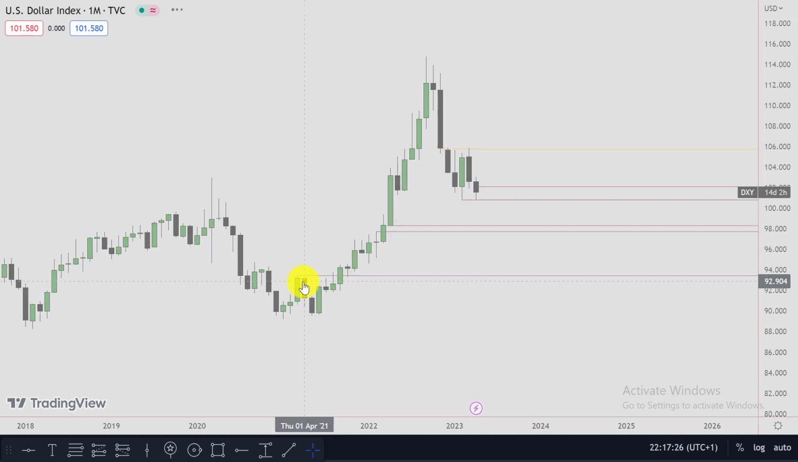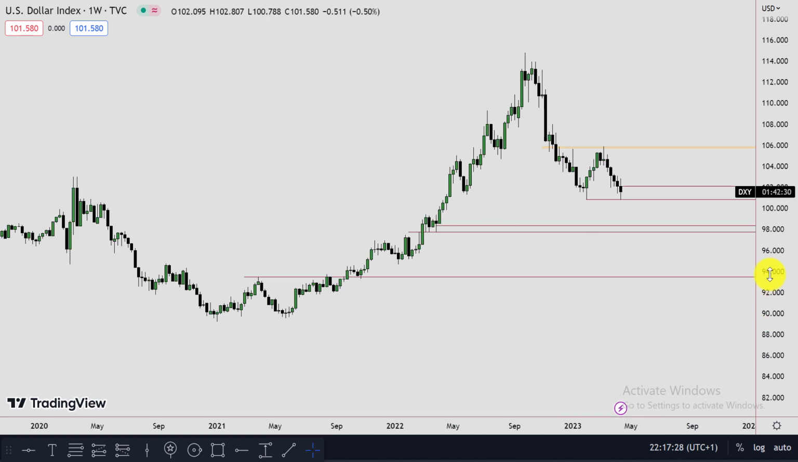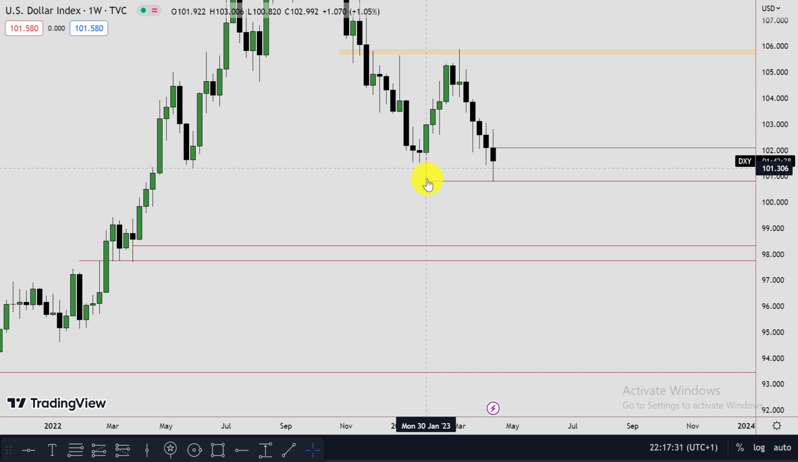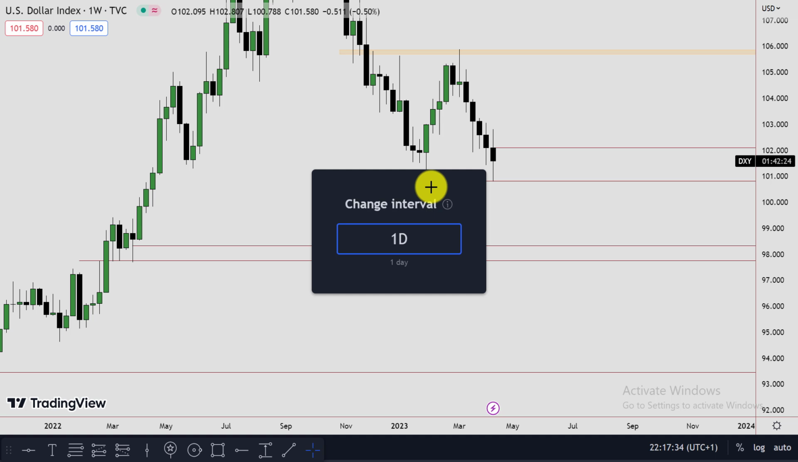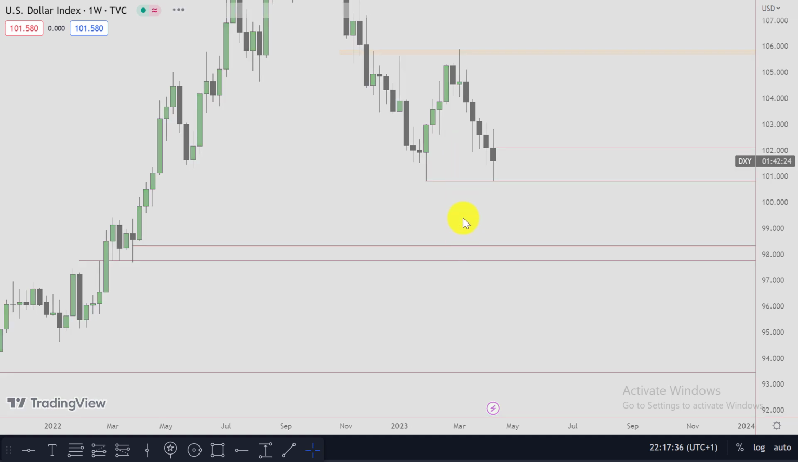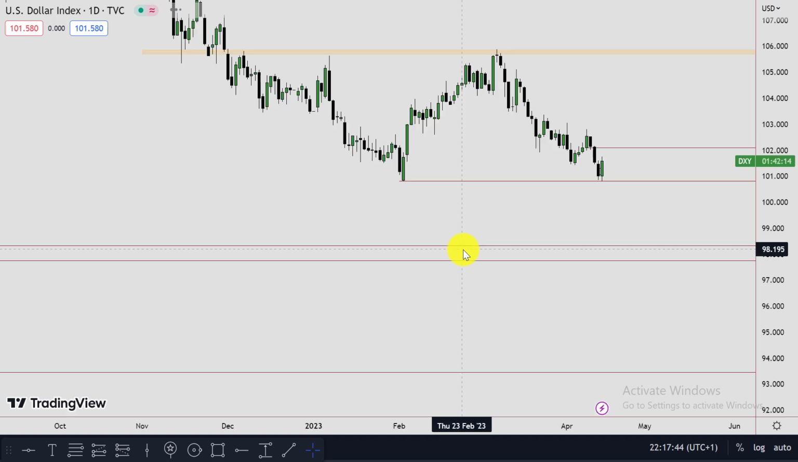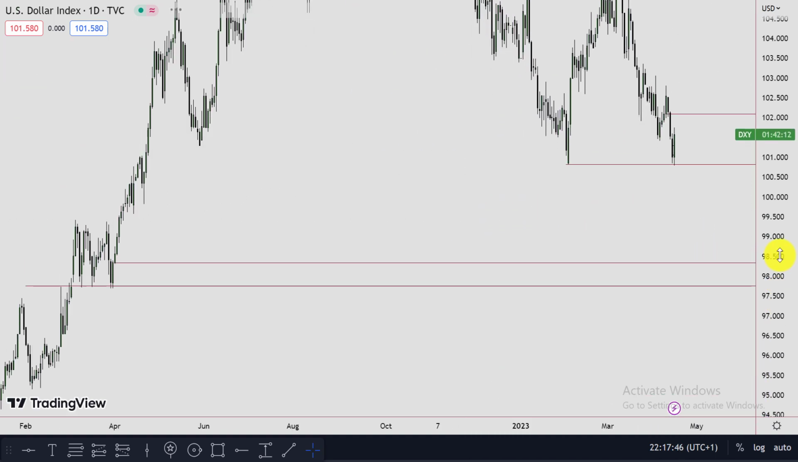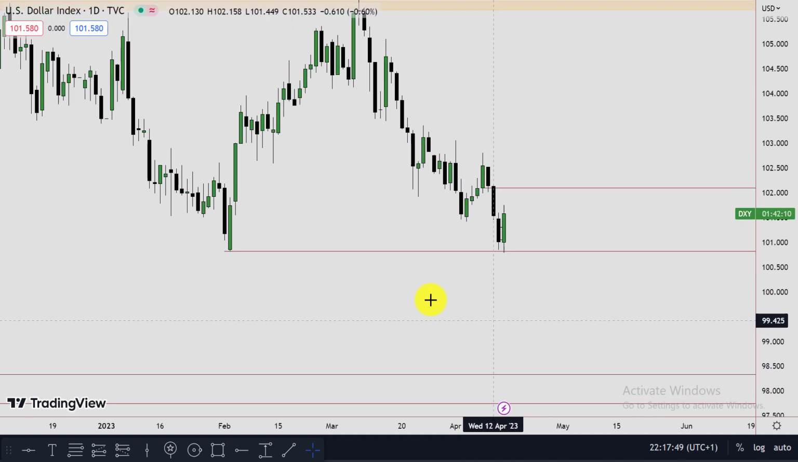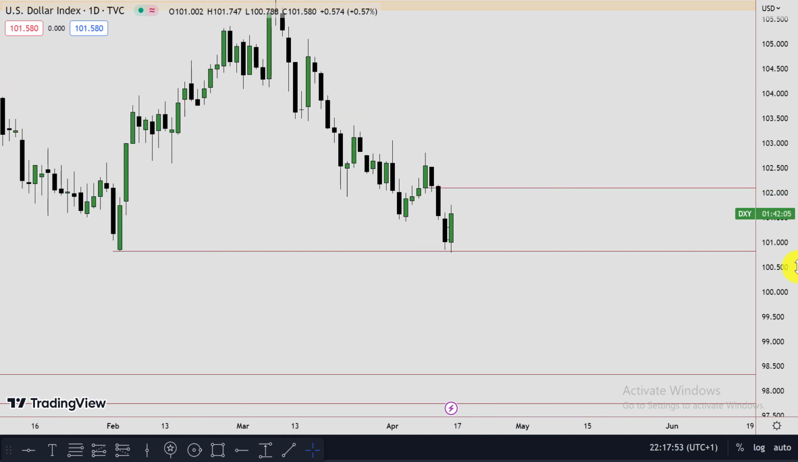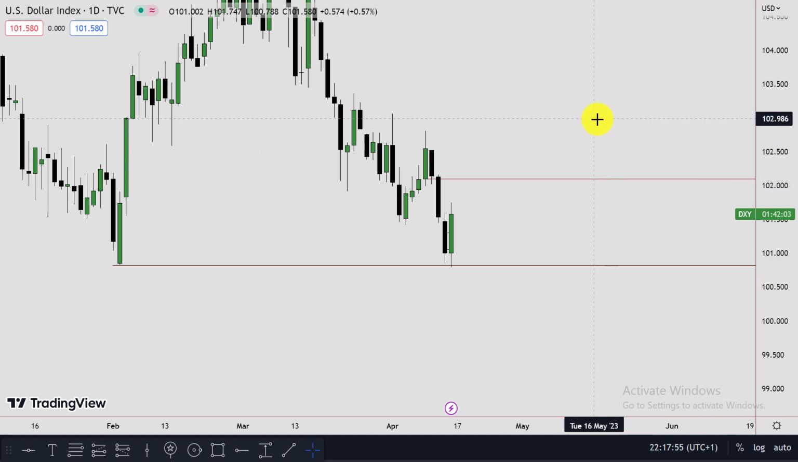Then on the weekly, again we have a bearish order flow and we're looking at this sell side liquidity pool as our drawn liquidity. Then our daily time frame is also going to show you what we're anticipating to see in price action. The daily time frame is also a bearish order flow and we're looking to see price trading to this sell side liquidity.